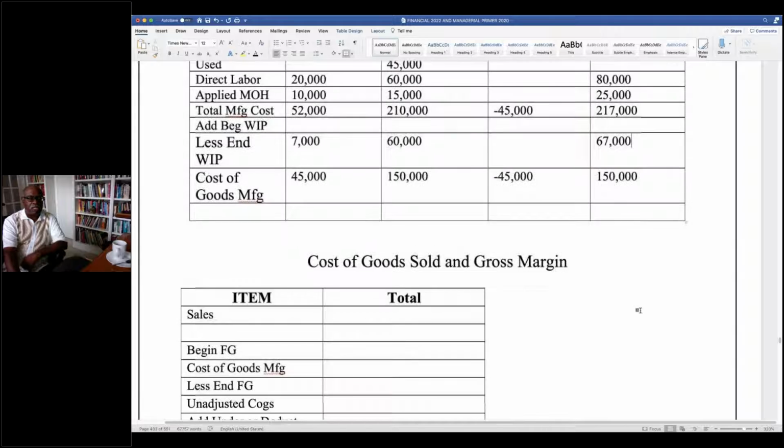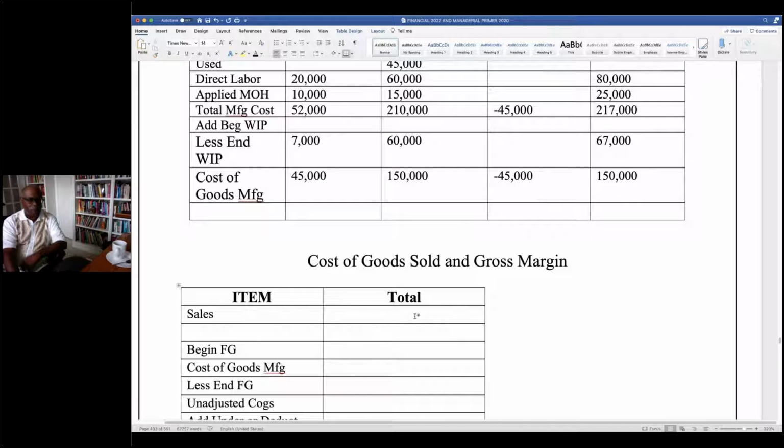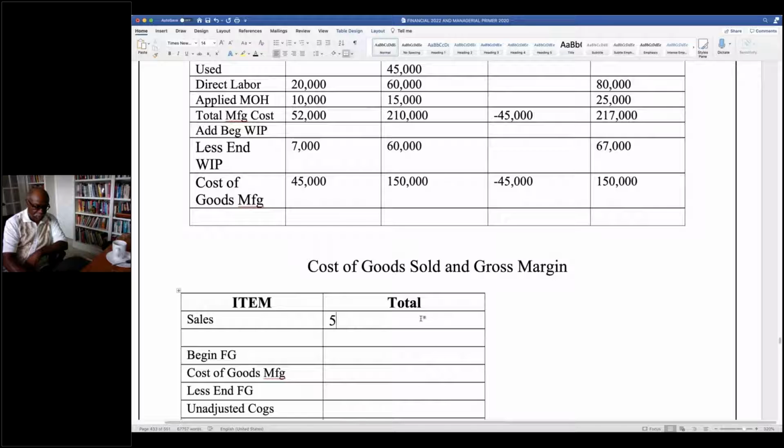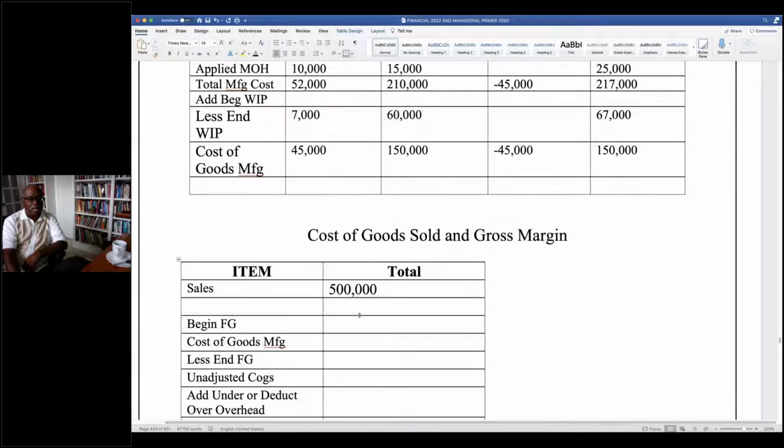So we go to cost of goods sold now. Sales are how much? 500,000. We didn't have any beginning finished goods. What's our cost of goods manufactured? 150,000. Less the ending inventory? 25,000. So the unadjusted cost is what? 125,000.